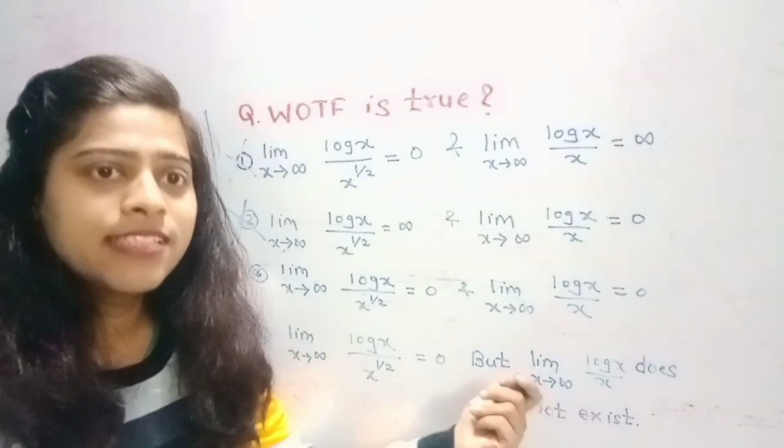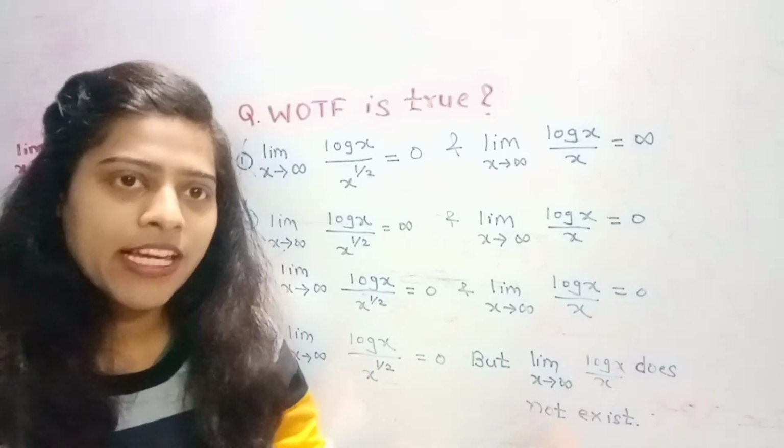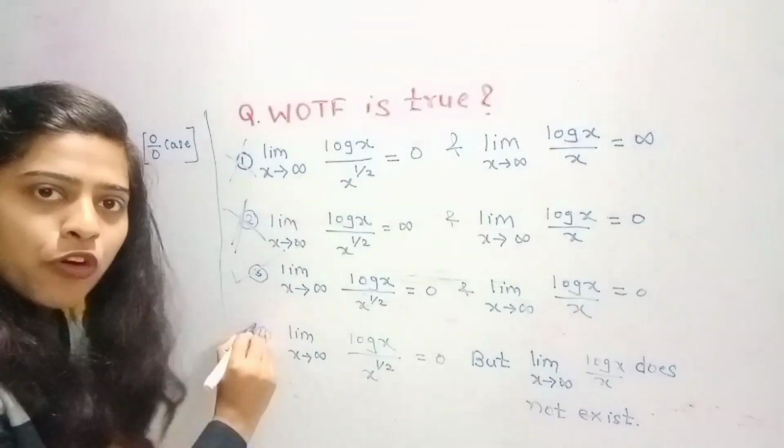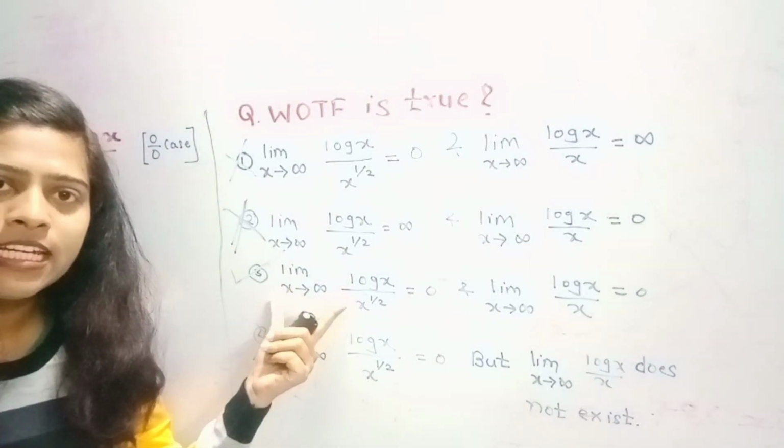And the last option says this limit x tends to infinity log x upon x does not exist, which is obviously not correct. Therefore, option 4 is also not true. Therefore, in this question, option 3 is true.